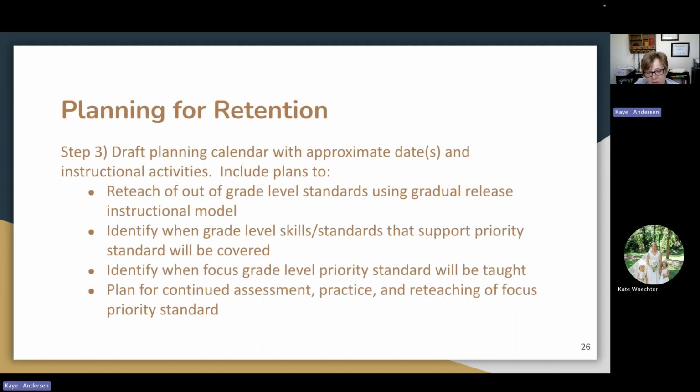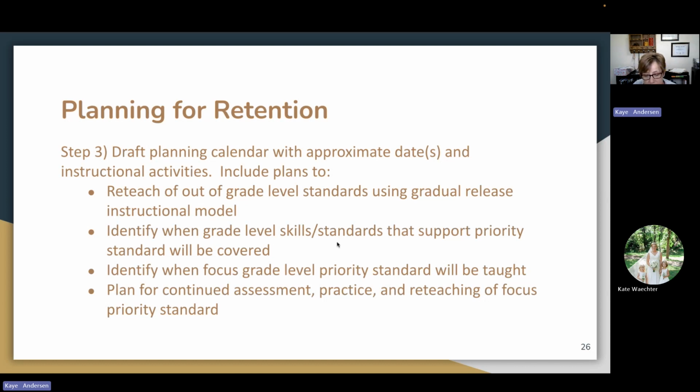Now, once we back mapped our skills, and like I said, you want to do maybe 5 to 6, start out with 1 or 2, and then build that as you go. Once we have done that, now we're going to work on drafting a calendar with the approximate dates and activities. We're going to have to reteach some of those out of grade level standards. We're going to have to identify any standards that are at grade level that are going to support the standard that we're focusing on.